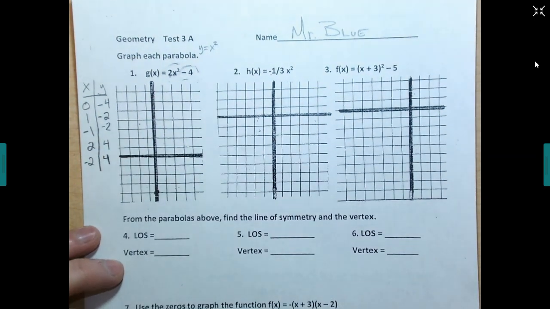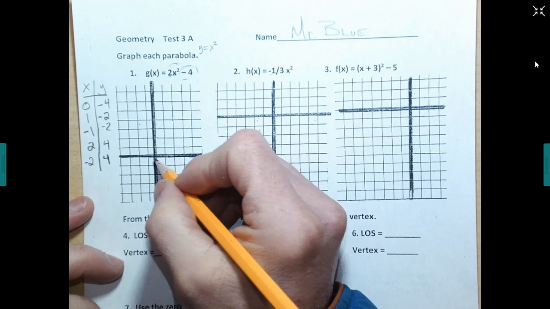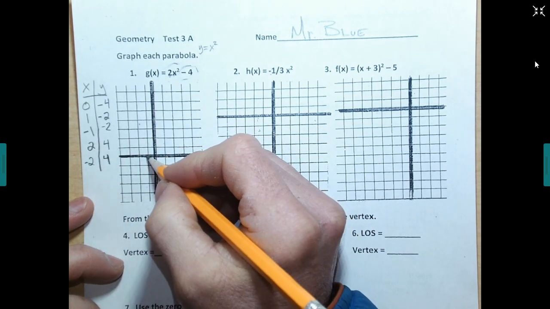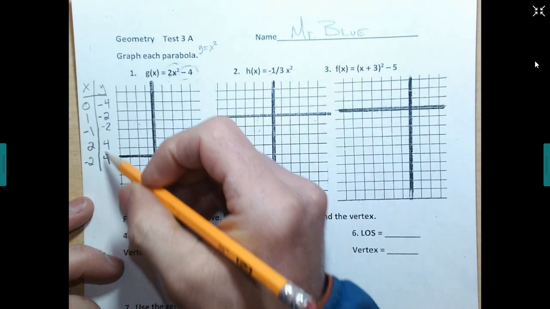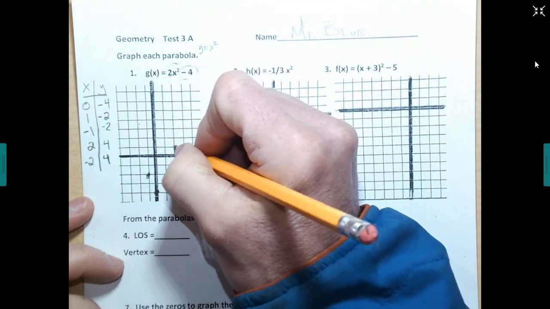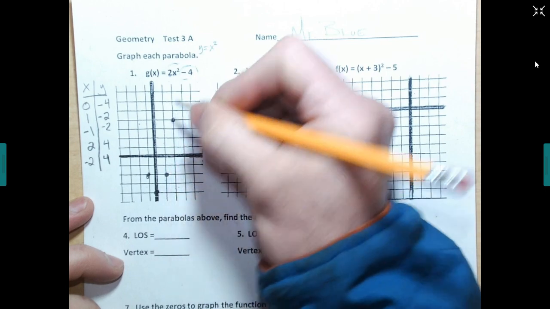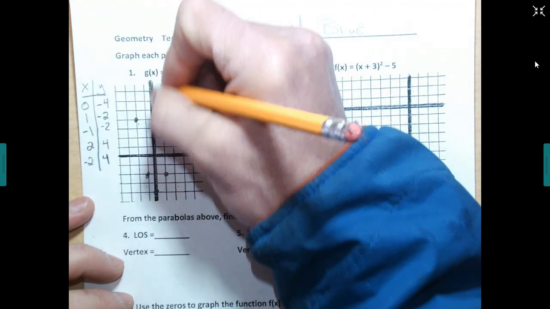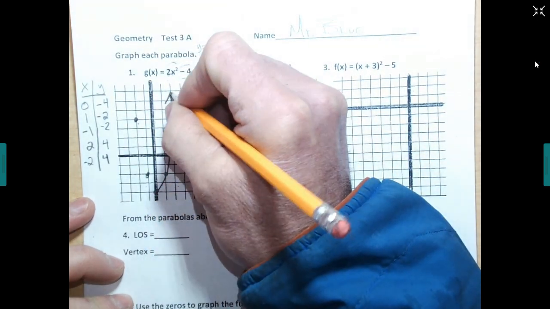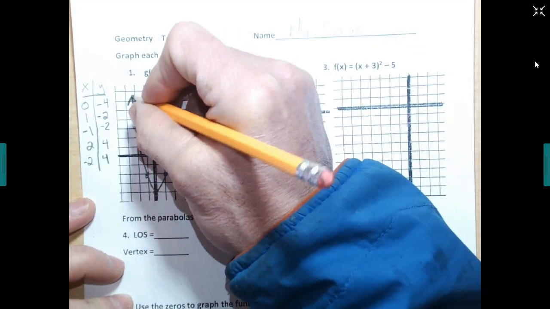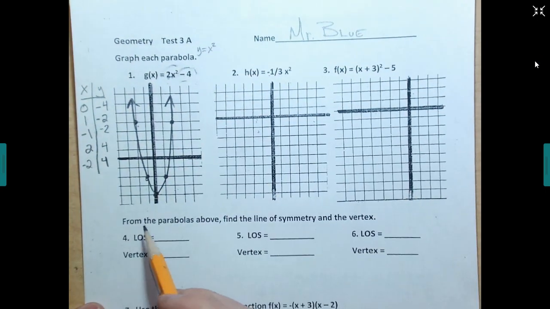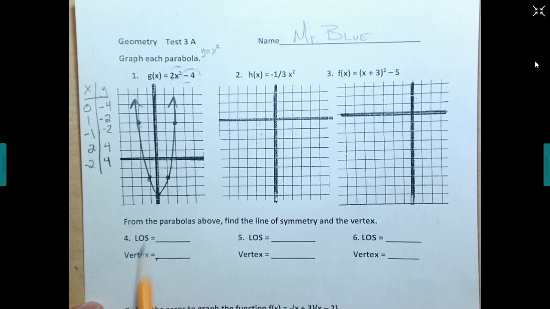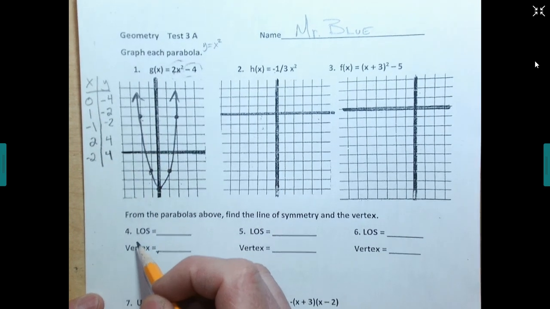So there we have it. Let's plot these. 1, -2; -1, -2; 2, 4; and -2, 4. Since it's symmetrical, right? Because this is my axis of symmetry. So there's my graph. And then I'm just going to go straight down here because these are to find the line of symmetry and the vertex for these ones. So I'm just going to go ahead and answer these ones straight away.